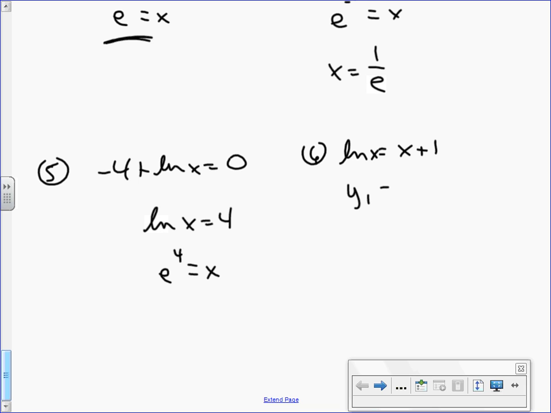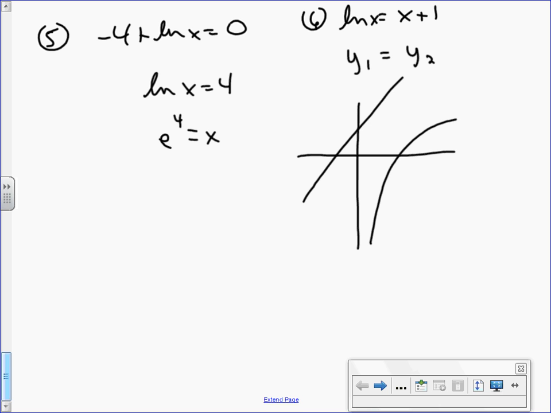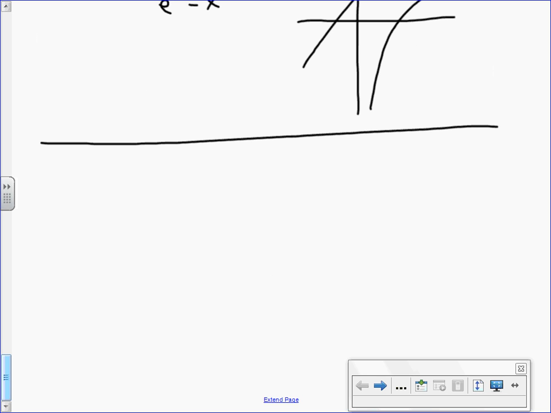Put ln of x in y1, put x plus 1 in y2, graph them on your calculator so that you see what y1 and y2 look like. This is what ln of x looks like. x plus 1 looks like this. And you can tell from that graph that there is no point of intersection. Sometimes the answer is no solution. You need to be aware of that. Okay, so hopefully you remember most of that stuff.